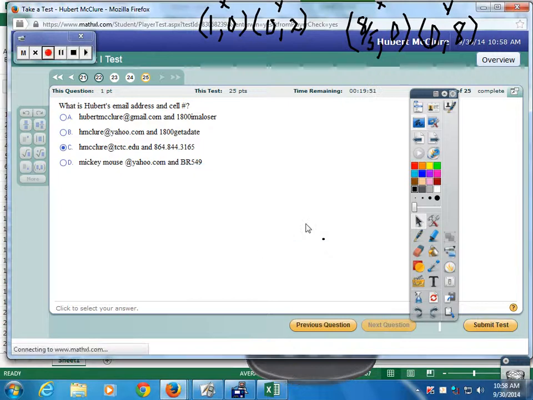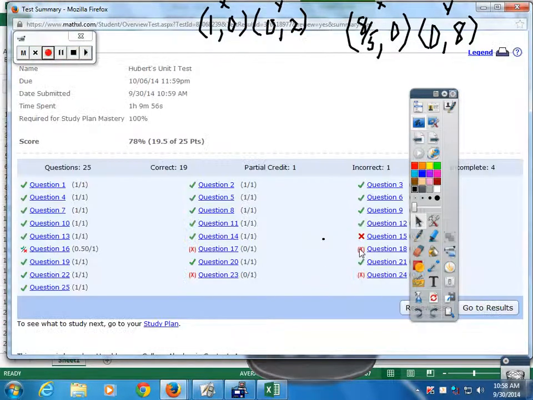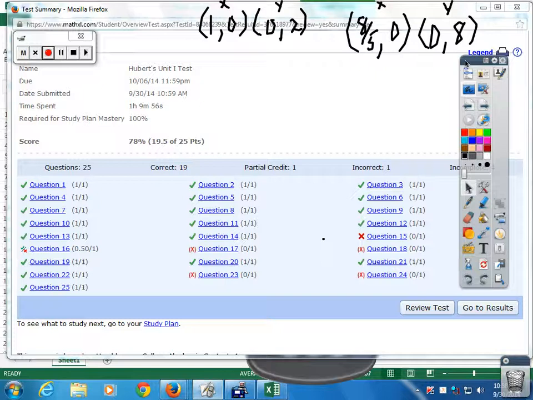And we made a 78, and we skipped about 6 questions. Okay? And that's how you do it. Go to results, review test, and you can print out the test there.